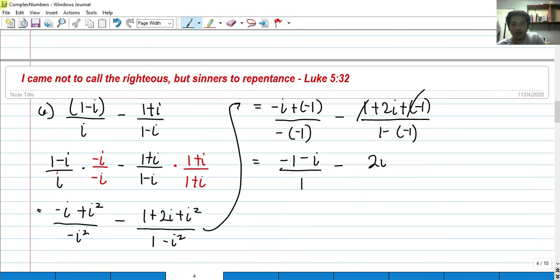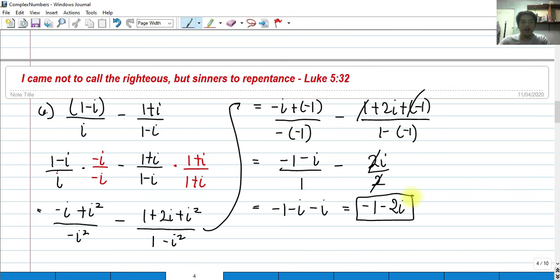So we have 2i here over 1 minus negative 1. That's 2. As you can see, these 2 would cancel. So we have negative 1 minus i minus i. That is simply negative 1 minus 2i. So this should be our final answer.